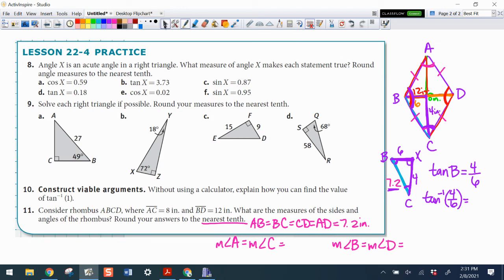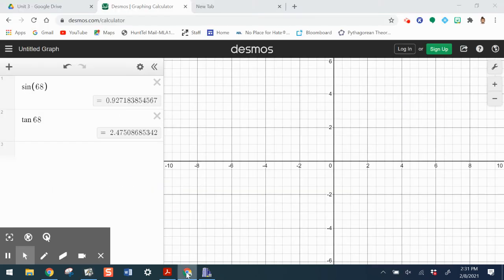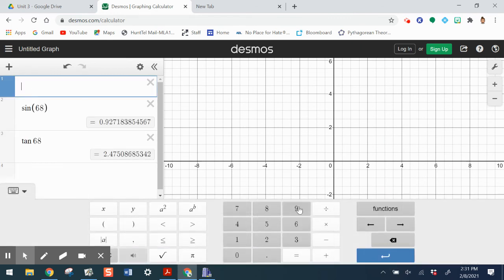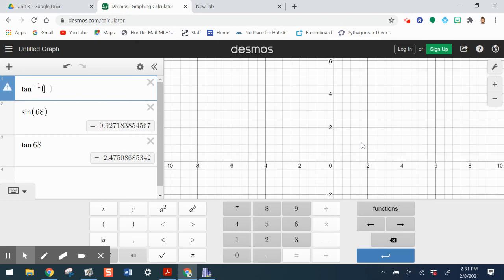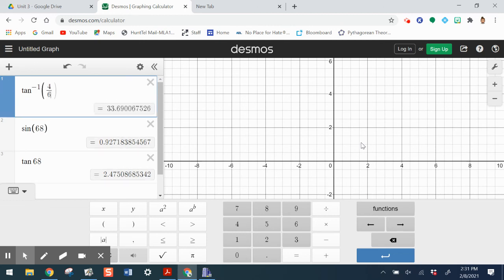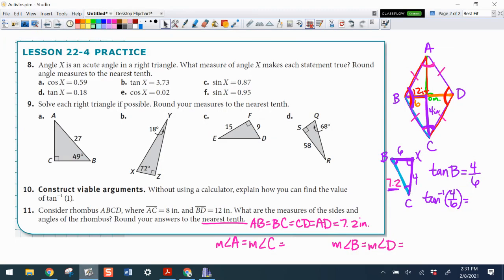We utilize Desmos here to find the measure of angle B. So we're going to find the tangent inverse of 4 over 6, which they tell us is 33.69, which rounded to the nearest tenth, the 9 tells us to round up, so it'll be 33.7. So the measure of angle B is 33.7.